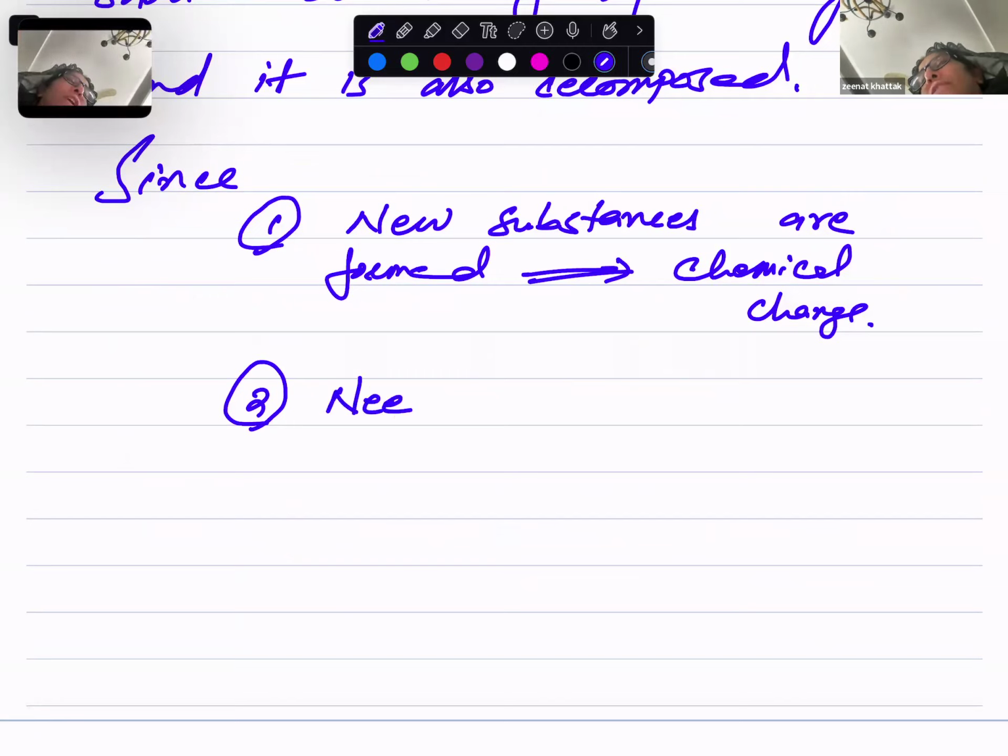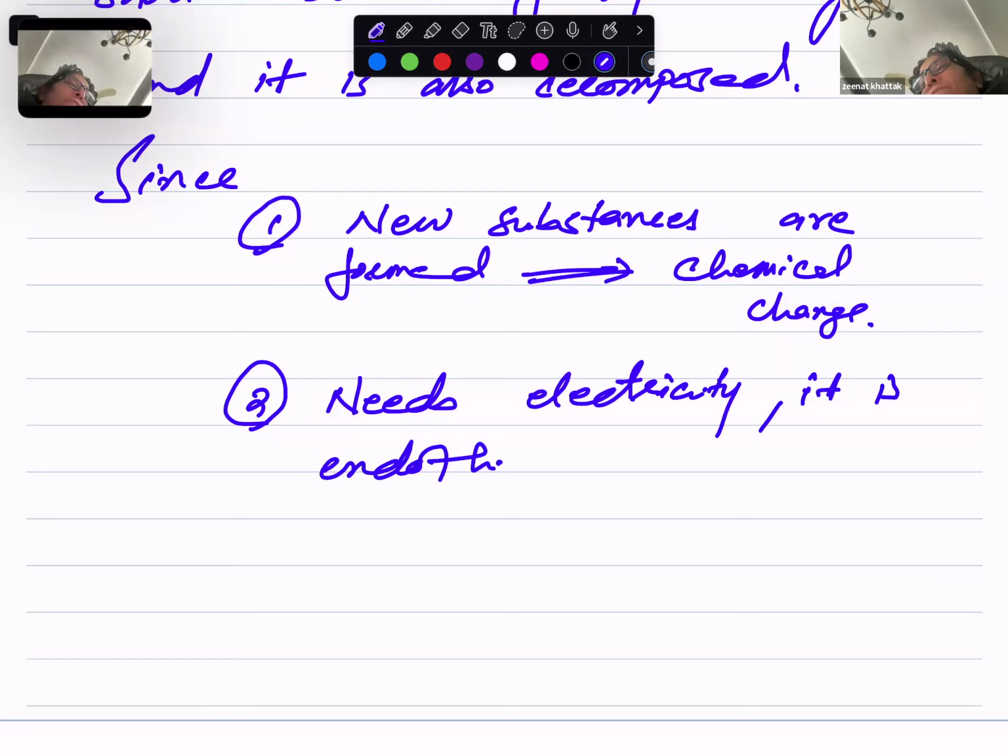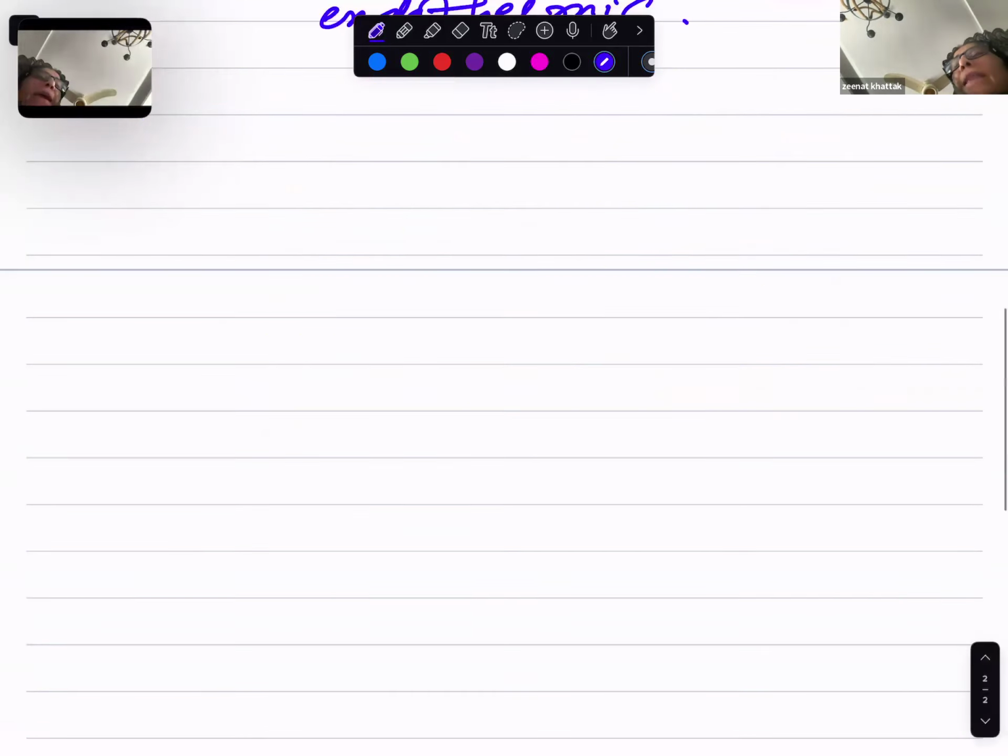It needs light, electricity. Sorry, not light, current. It needs electricity, current. It is endothermic. Now, electrolytic cell.